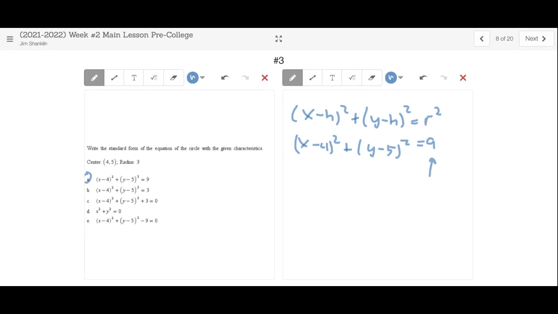And that's the awesome thing about this Desmos presentation. I can see where a student makes their mistake, and it's like, oh, that's an easy one to fix.